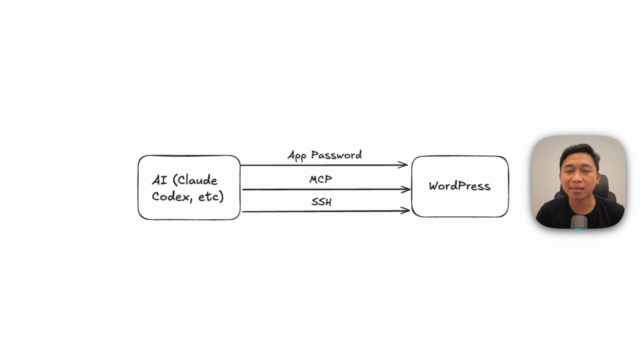And then we have the third way, which is my favorite, using SSH. So using SSH, you have full control of the WordPress site. So the AI can do anything through SSH.